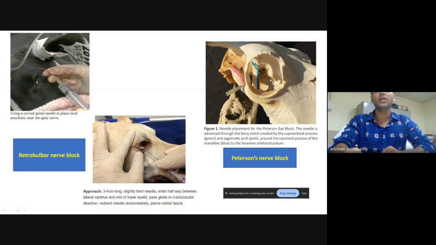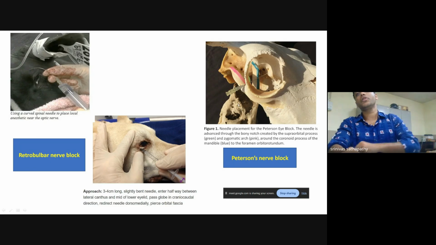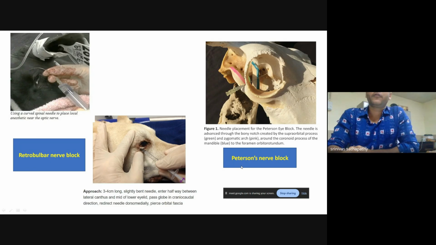Already in the table, we have shown the depth of the location of the foramen orbitorotundum and optic foramen from the surface of the eyeball or from the orbital surface. In ox, horse, and dog, I have shown you in the previous slides in tabular form marked with red color. That indicates how long a needle you have to use for blocking the foramen orbitorotundum through Peterson's nerve block.